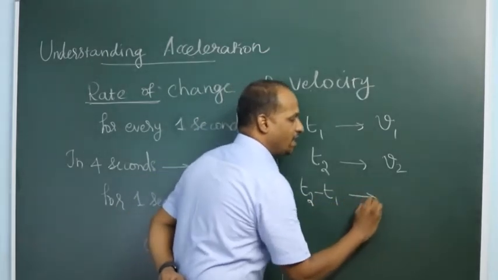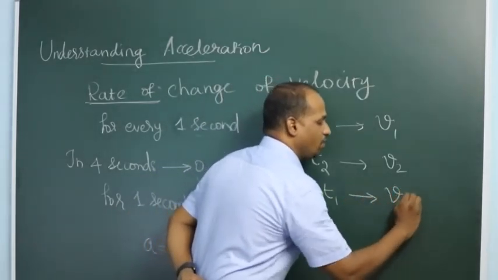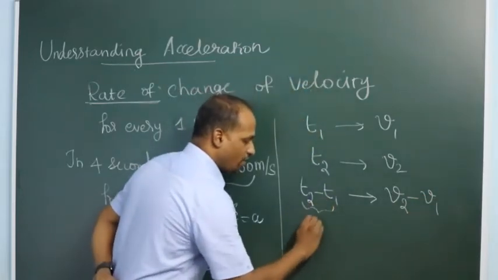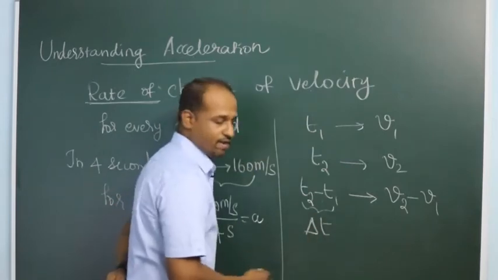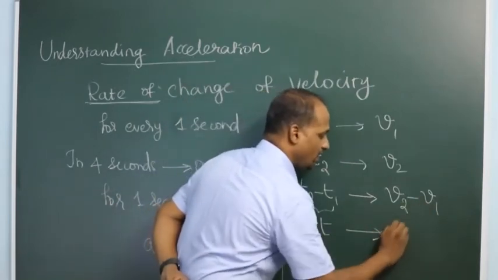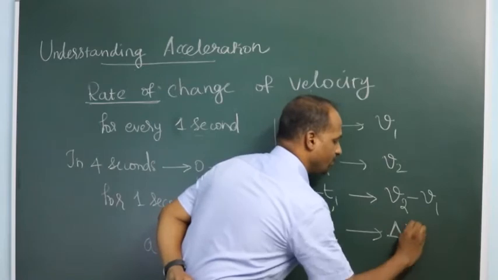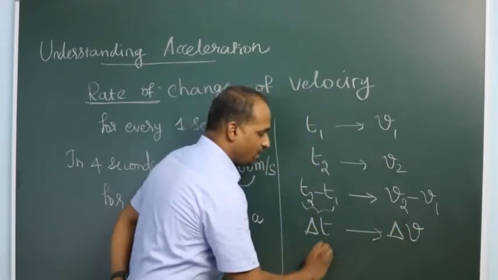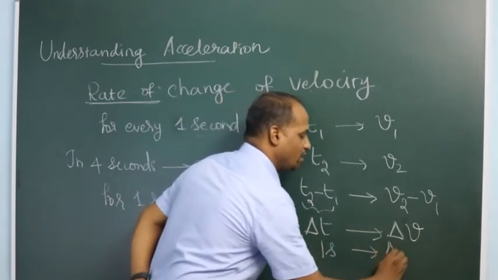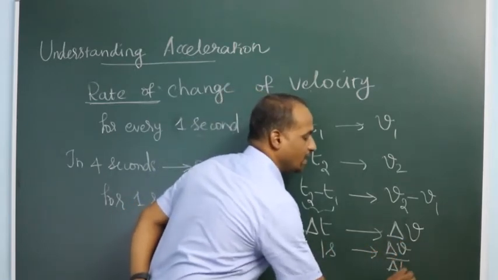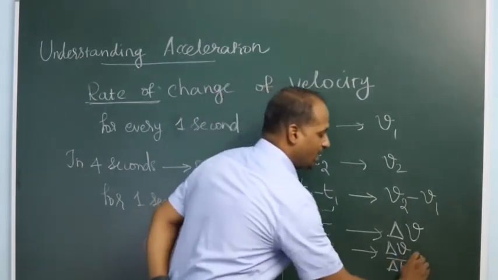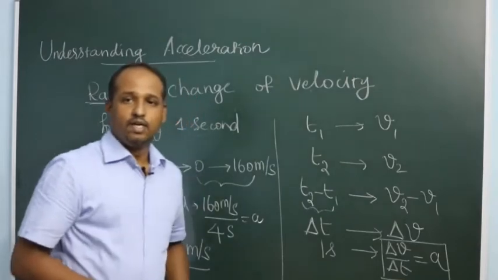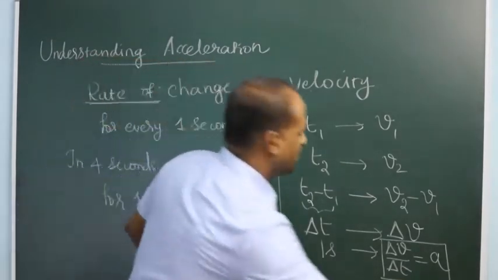In this time taken, how much velocity has changed? v2 minus v1. So this change in time, we often refer to as delta t. And the change in velocity, we refer to as delta v. For delta t seconds, delta v is the change in velocity. Then for 1 second, the change in velocity will be delta v by delta t. That delta v by delta t is called acceleration.